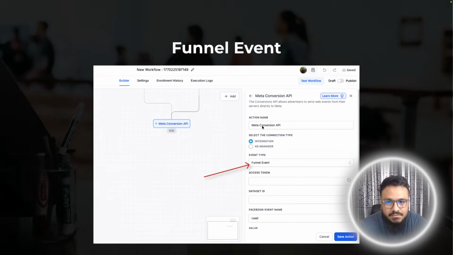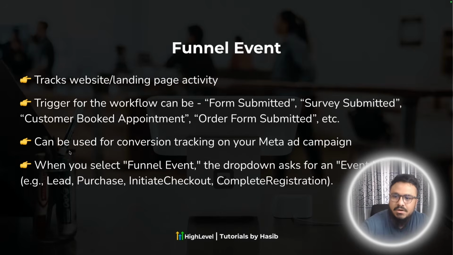In the drop down, when you are creating that Conversions API action in your workflow, you have to select funnel event. And then from here, the event name will be whatever the event name is. So if it's form submitted or survey submitted, it can be lead. If it's calendar appointment booked, it could be schedule. If it's an order form submission, if they submitted an order form to buy something from you, you'll have the event name as purchase. Moving on, when you select funnel event, the drop down asks for an event name: lead, purchase, initiate checkout, complete registration, etc.